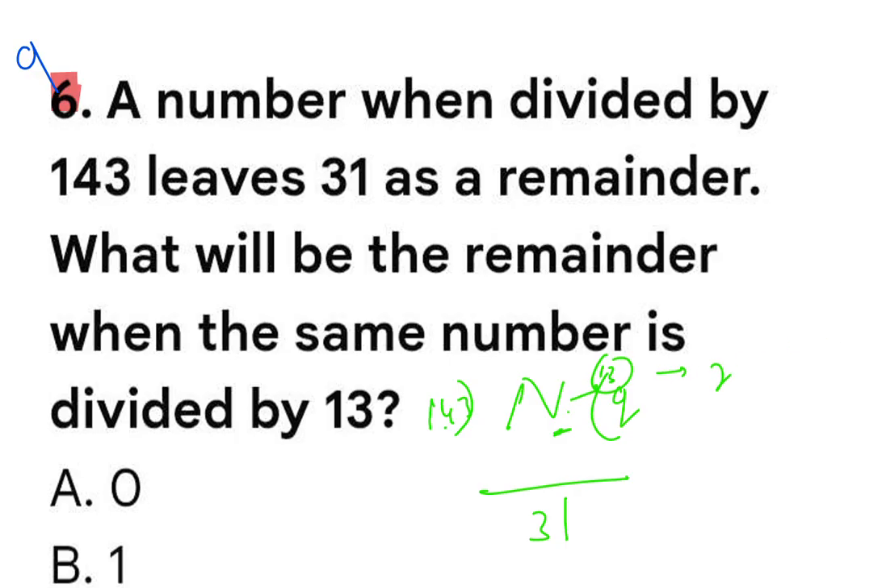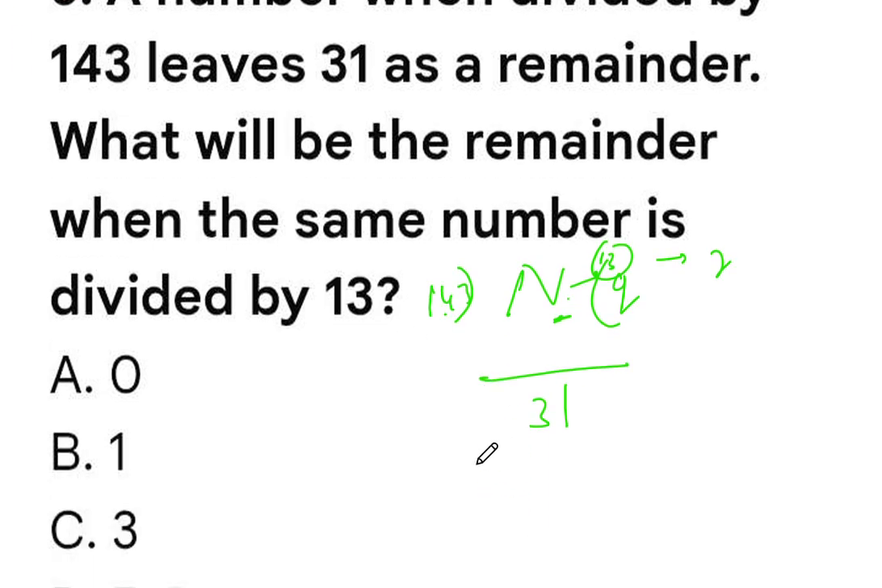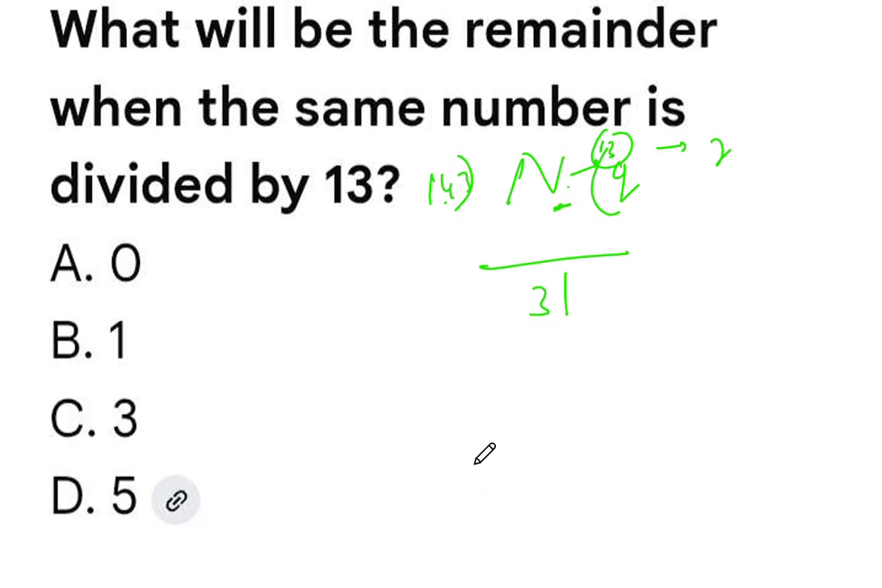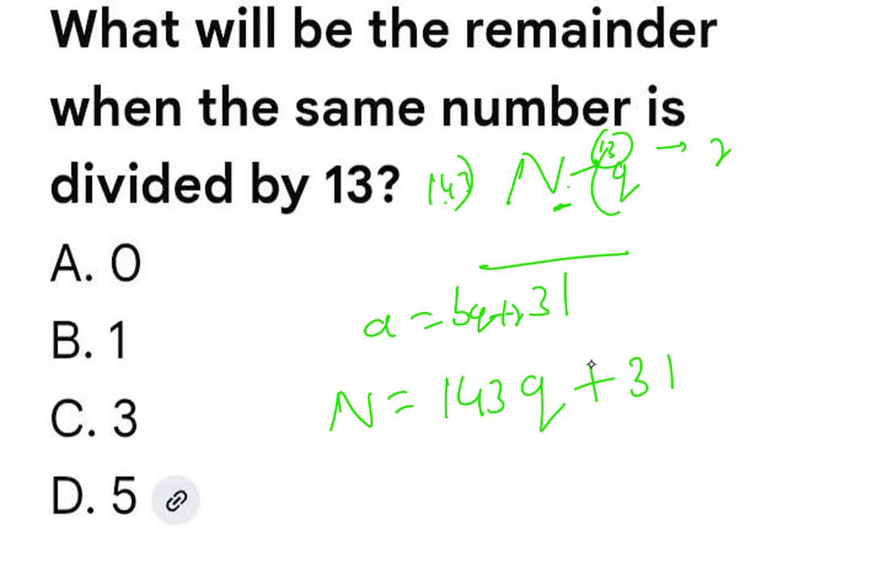This kind of question I already explained in the last video. So according to the division algorithm method, we have to write the equation. The division algorithm formula: A is equal to BQ plus R. So here A is what? The number, that is N. B is what here? 143, into Q, we don't know, write it as it is, plus the remainder 31.